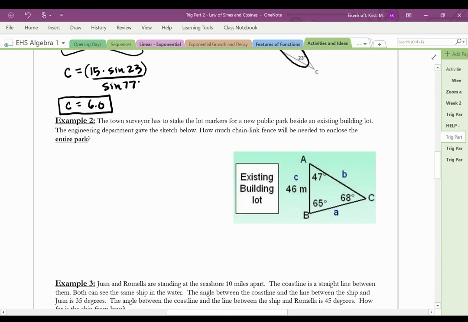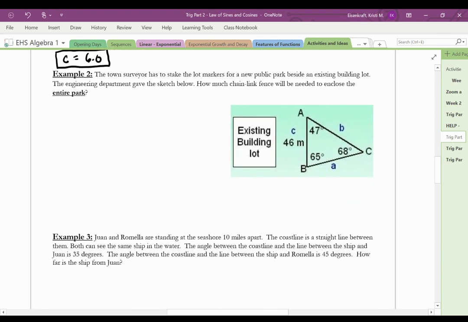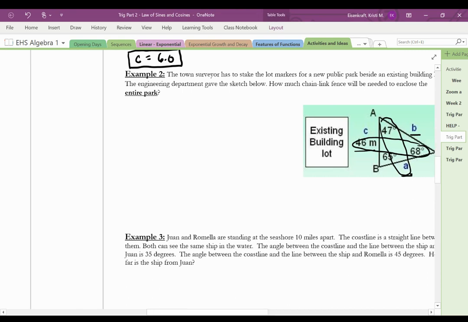Okay, moving along. The town surveyor on this next one has to stake the lot markers for a new public park beside an existing building lot. The engineering park gave the sketch below. How much chain link fence will be needed to enclose the entire park? So it looks like we have side C, but we're going to need to find A and B. So just a multi-step. We're first looking for an angle and its opposite side. I see that right here with C, angle C and its opposite side. Let's start with A. So first, let's find A.